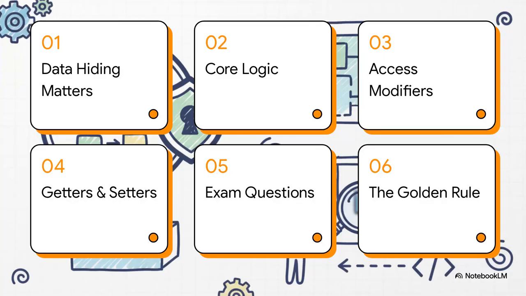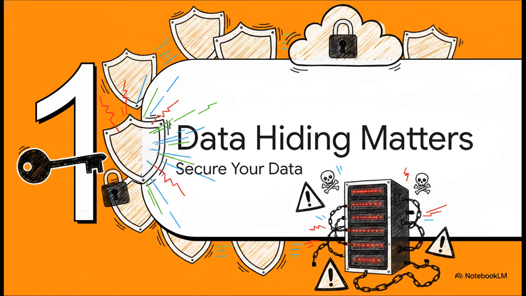Here's our quick roadmap for today. We're covering why data hiding matters, the core logic of encapsulation, public, private, and protected access, getter and setter methods, some critical exam questions, and finally, the golden rule. Jumping right into section 1, why data hiding matters and how to secure your data.